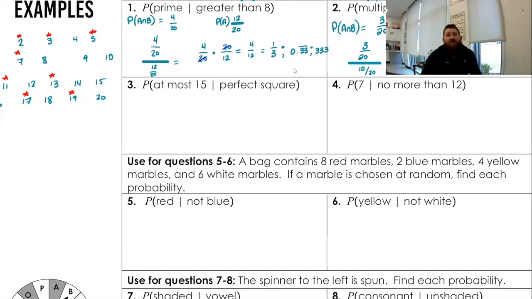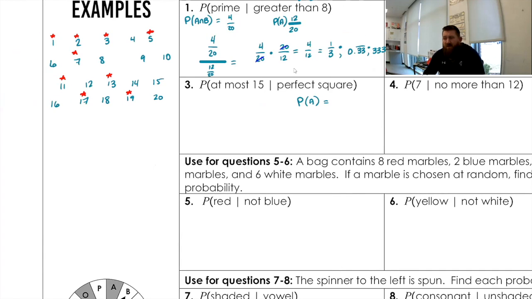Okay, next one, perfect square of our perfect squares, and at most 15. So the probability of getting a perfect square. Well, we already went through and calculated all those with those red stars. And, well, we did not. Let's make those blue stars.